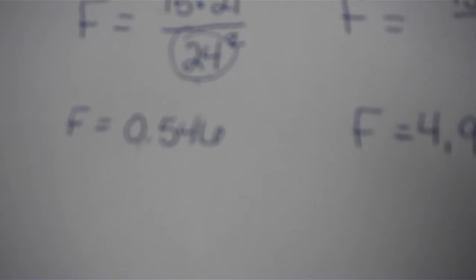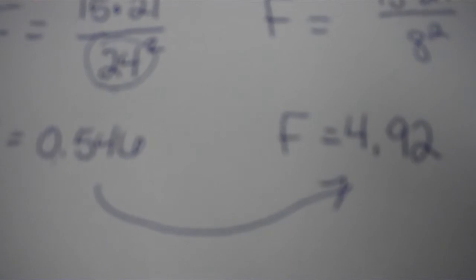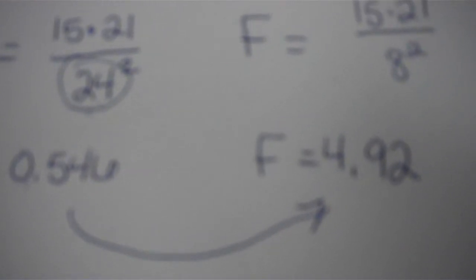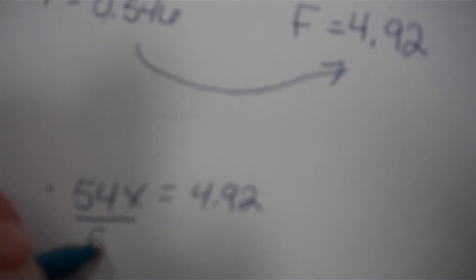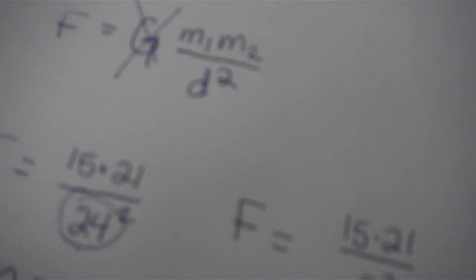So the force goes from 0.54 up to 4.92. Because this one goes from smaller to bigger, basically 0.54 times some number is going to give us 4.92. So in this case, 0.54 times x is going to be equal to 4.92. Now I'm going to divide both sides by 0.54 to see what that factor is. So we have 4.92-ish divided by 0.54, and on our calculators we get 9.11.